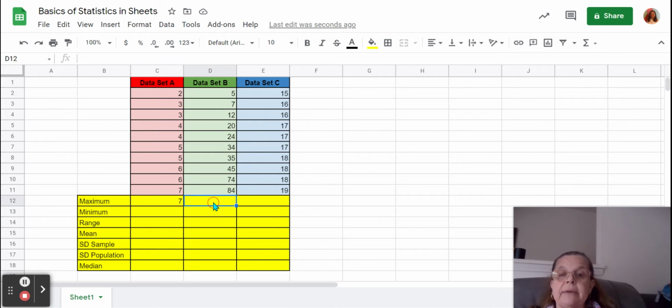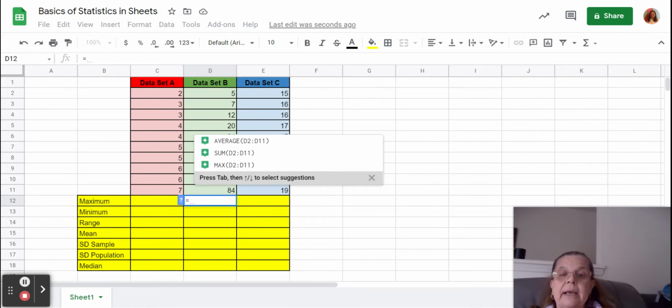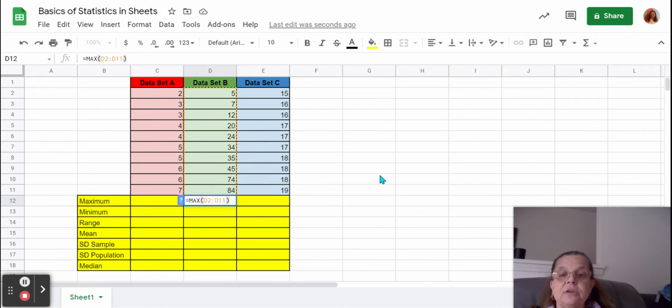Let me show you that again for the next column. Start with the equal sign, and now you're going to notice Google Sheets is saying, do you want to pick max from D2 to D11? And yes, we do, because if you look around the edges, see all the orange here? That means that's what it has grabbed. Hit enter, 84.